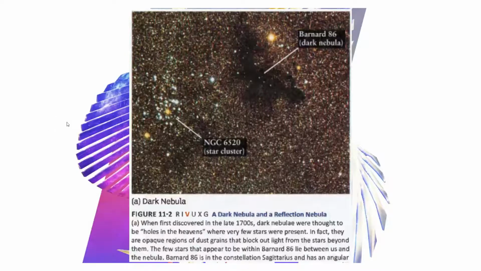So like, let's say you're Earth, and I'm a bunch of stars. The dark nebula would be like my hand, preventing you from seeing me. Does that make sense? The few stars you see here are actually between the nebula and you right now. So it's not like these are poking through the cloud, these are in front of the cloud.